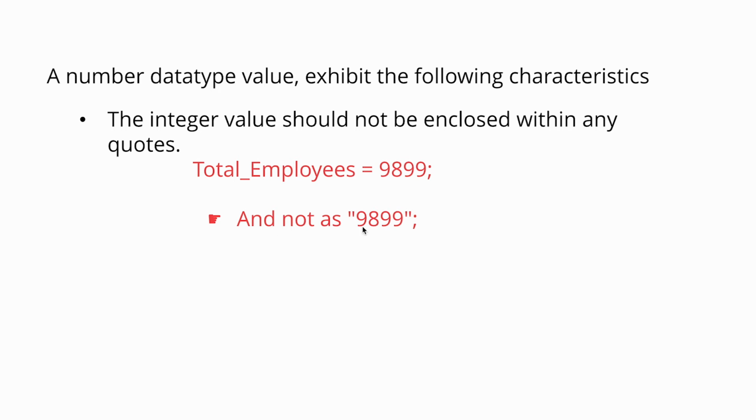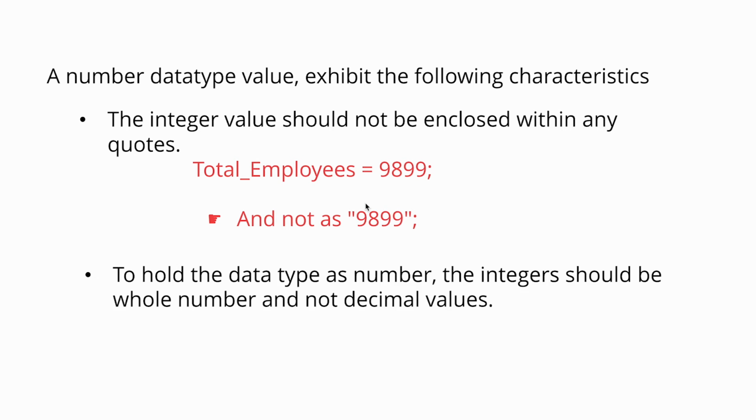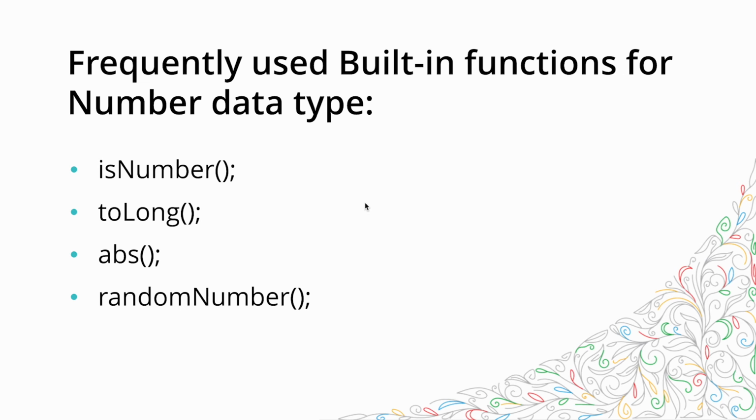Like I said, if you are enclosing a number value inside double quotes, although it's a pure number, it actually becomes a string and not an integer. Okay, so we have to be very careful on that. If you are enclosing that inside double quotes, it becomes a string and not an integer. Okay, and to hold the data type, the numbers should be whole numbers and not decimal values. So if you are holding it as an integer, this is the character.